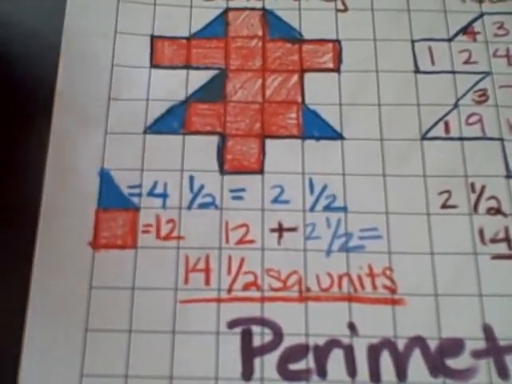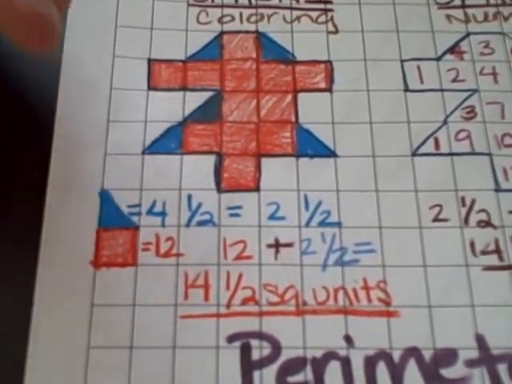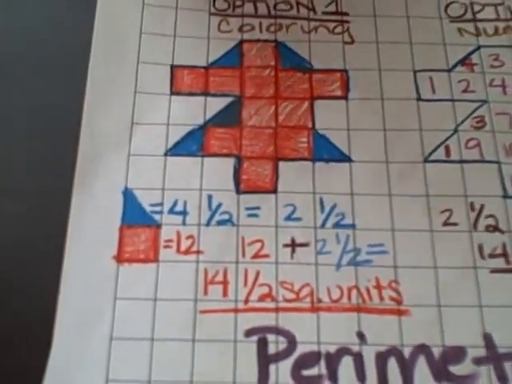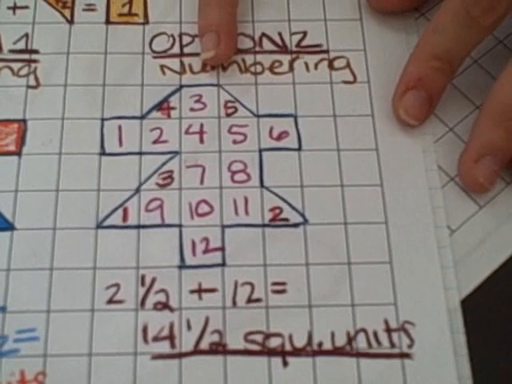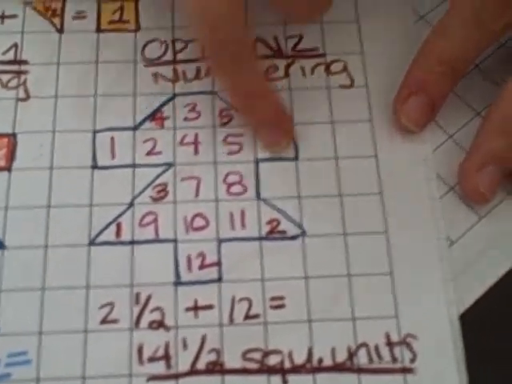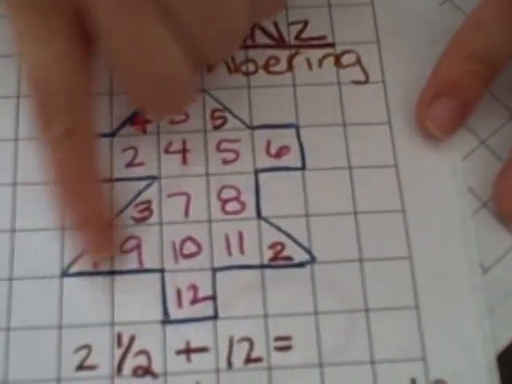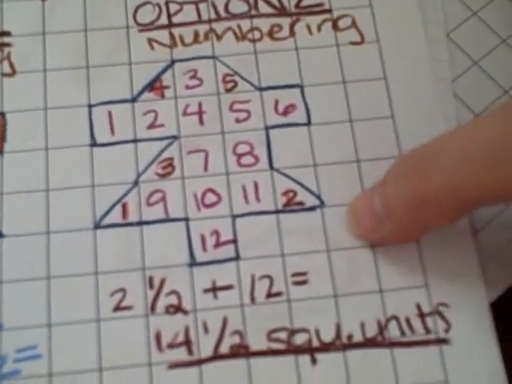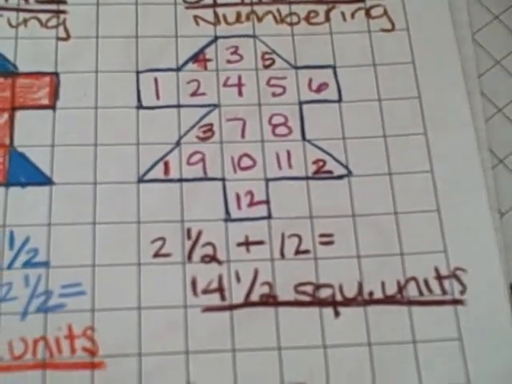Now I have had students tell me, especially guys, that they don't color. They just don't. They're too manly to color. So it might be easier for someone to number them. What I did was I numbered all the full squares, numbered all the half squares, and did exactly what I did last time.